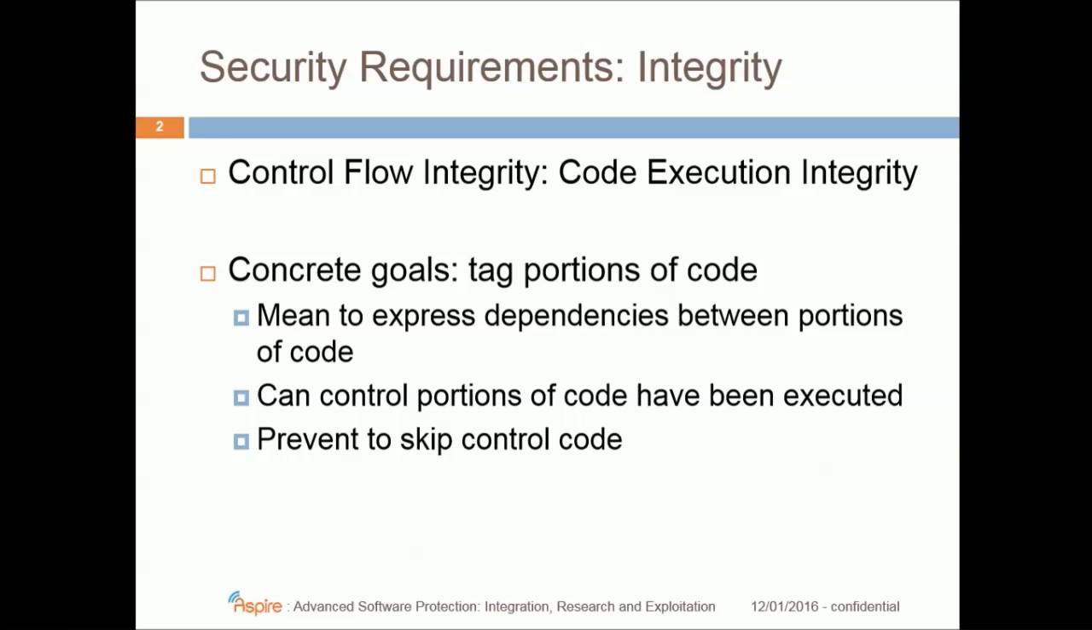By setting gates here and there in the binary code, it can be enforced that some gates have been passed before running sensitive code. With such a dependency mechanism, it prevents the attacker from jumping directly to some part of the code, for example, if he wants to bypass some control. Otherwise, the protection detects the control flow has been tampered with.